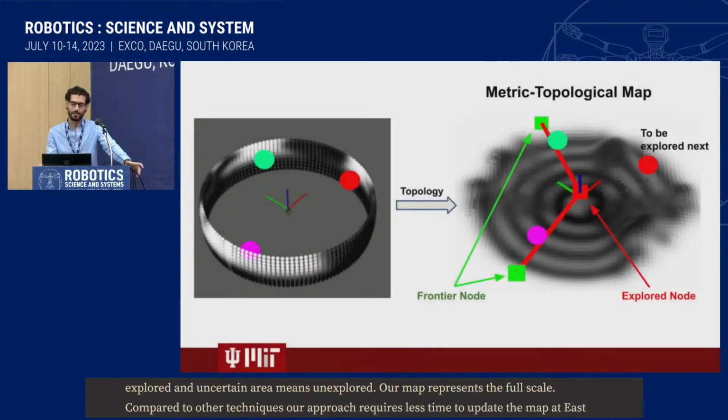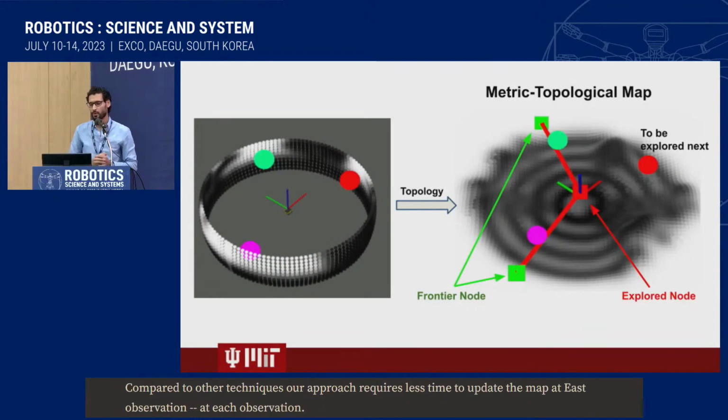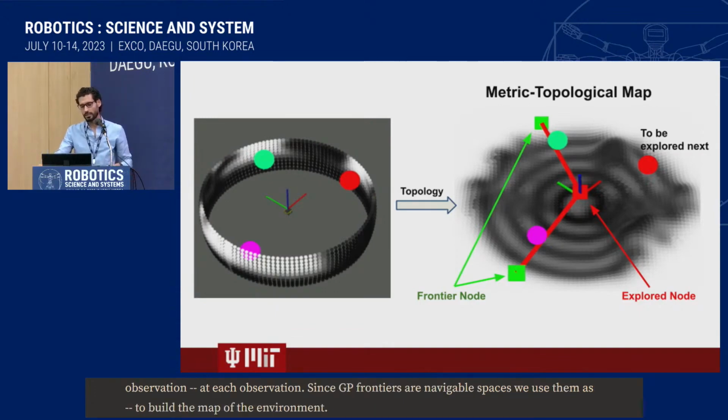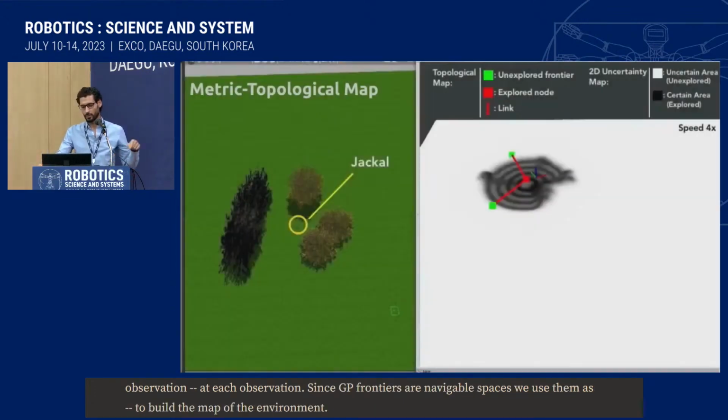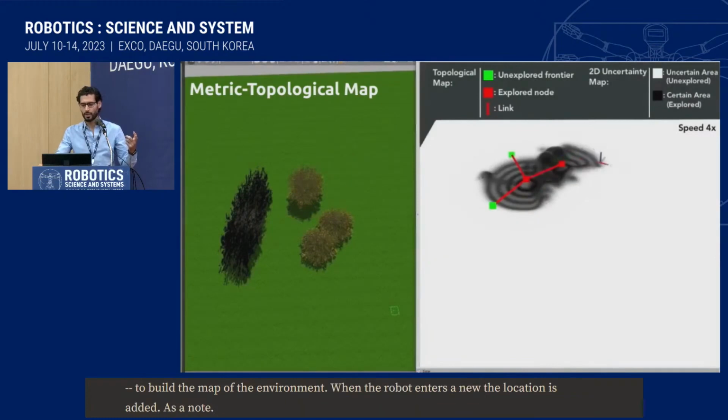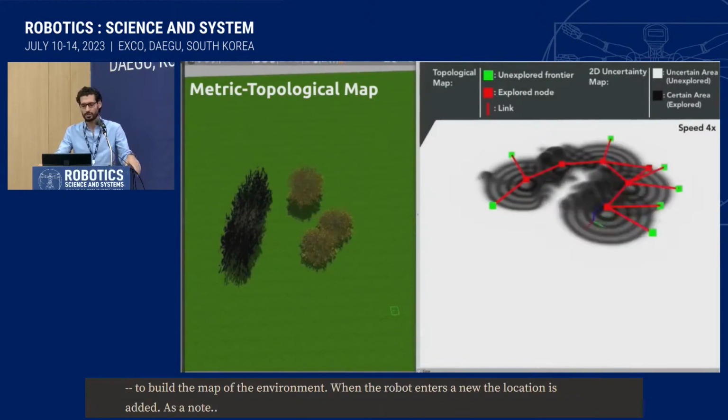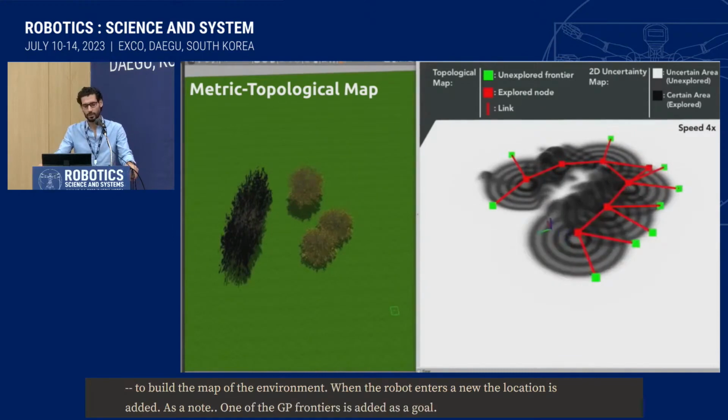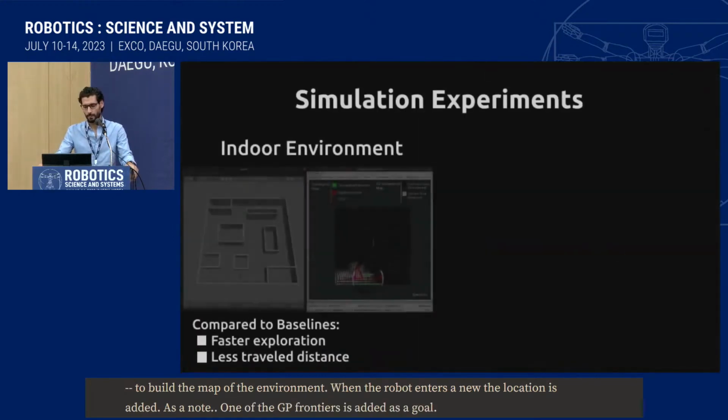Finally, since GP frontiers abstract the local navigable spaces, we use them as the main building block to build the topological map of the environment. So when the robot enters a new unexplored area, the robot location is added as an explored node. One of the GP frontiers is selected as the next navigation subgoal, and other unselected unexplored GP frontiers are added as frontier nodes in the topological map.